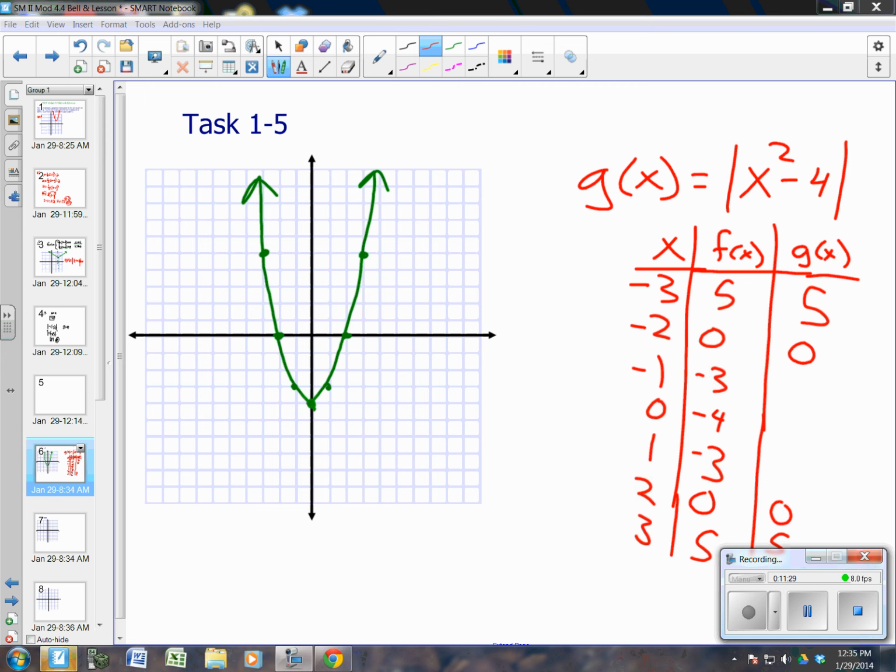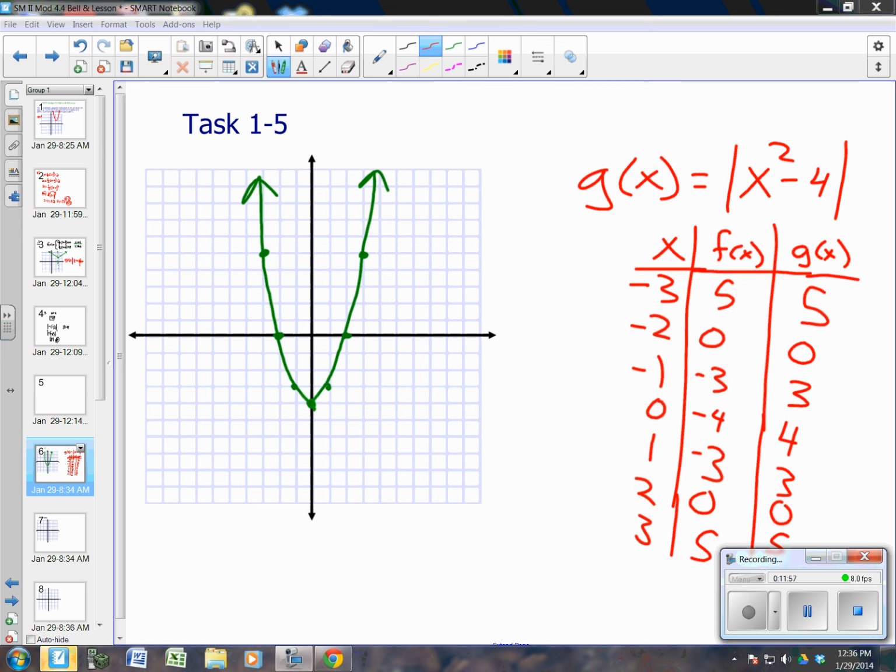But what happens when you get to -1? -1 squared is 1. 1 minus 4 is -3. But I take the absolute value of it, and I get +3. So notice both these -3's in the first one were positive right here. 0 squared is 0. Minus 4 is -4. The absolute value of -4 is +4.